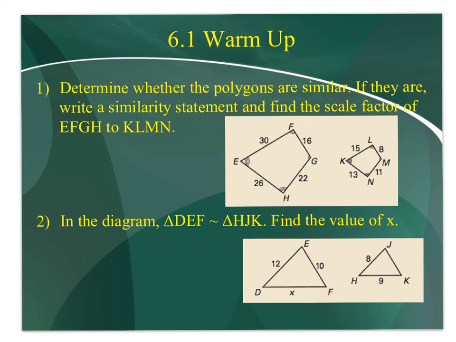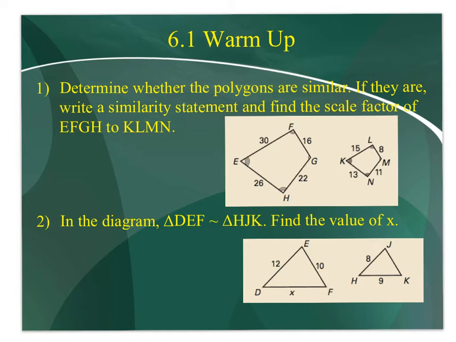All right, in 6-1 we started with the introduction into similar polygons. So we talked about that by definition similar polygons are polygons that all have the same corresponding angles would be congruent and the corresponding sides would be proportional. So number 1 says to determine whether the polygons are similar. If they are, write a similarity statement and find the scale factor of EFGH to KLMN.